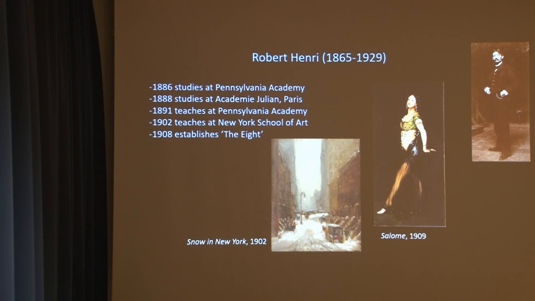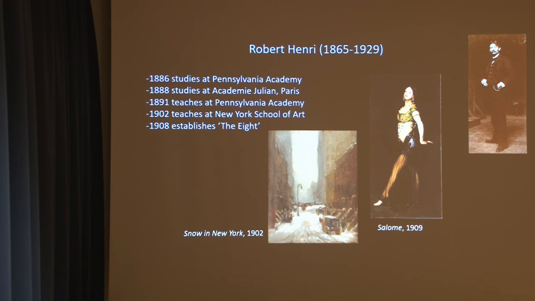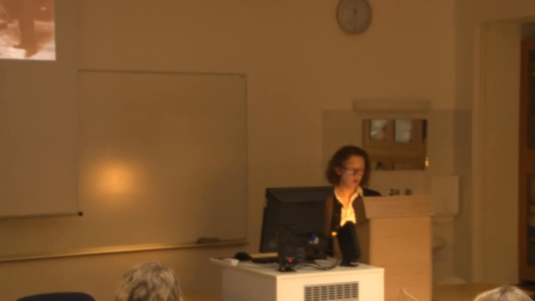When he returned to America in 1891, he began teaching in the Women's School of the Pennsylvania Academy and gradually lost his appreciation for Impressionism, which he called a new academicism, because of the tendency of younger artists to simply imitate the appearance of Impressionism rather than its spirit. After all, the purpose of Impressionism was to describe modern life, especially the worlds and experiences of individual artists. As a result, Henry encouraged students to paint the world they lived in.